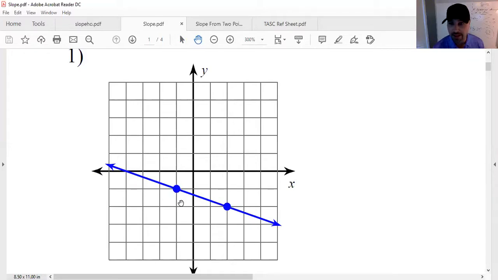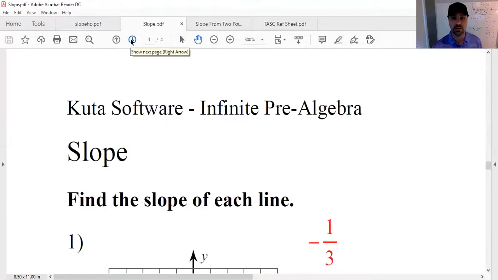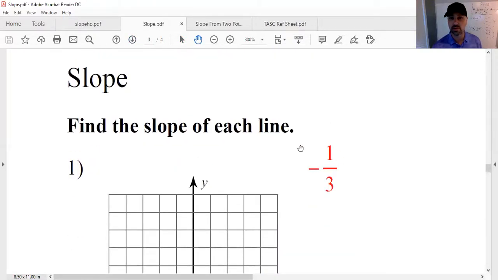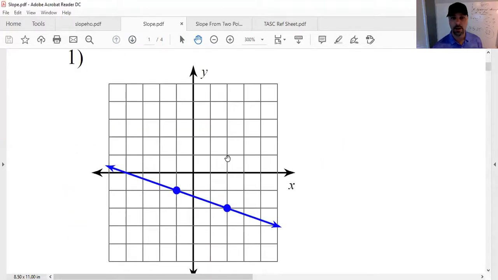Rise, and rise is up and down. It doesn't have to be up, it can be down. Rise, run. 1, 1, 2, 3. So 1 over 3 would be the number. It's dropping, so that would be a negative 1/3 slope. And if I go to the third page, there's the answer, negative 1/3. Okay, all right, let's go take a look at number 2.